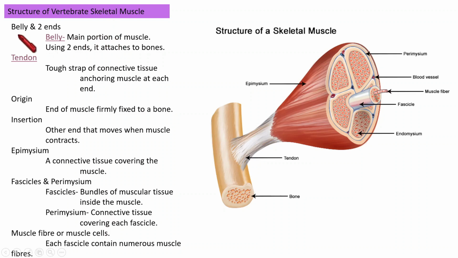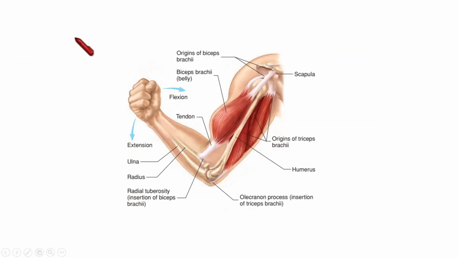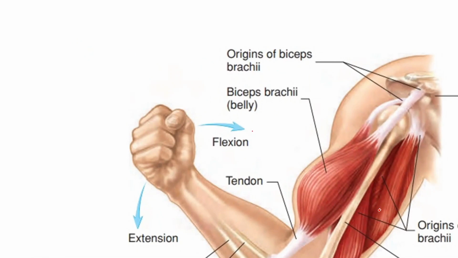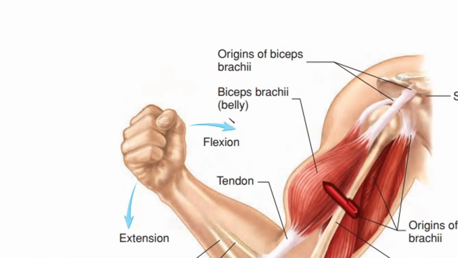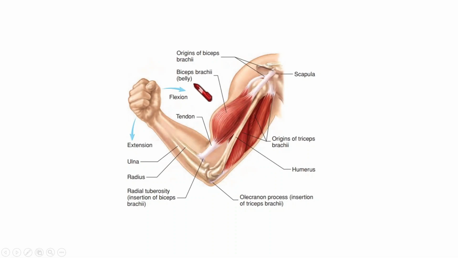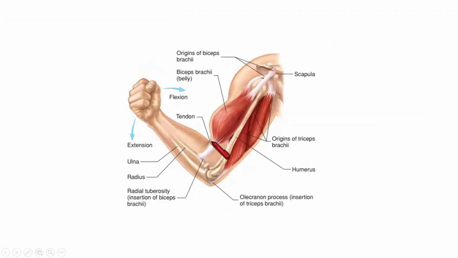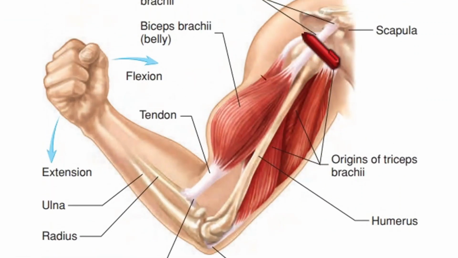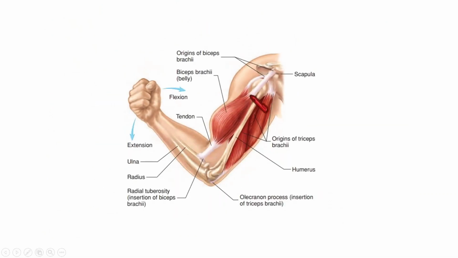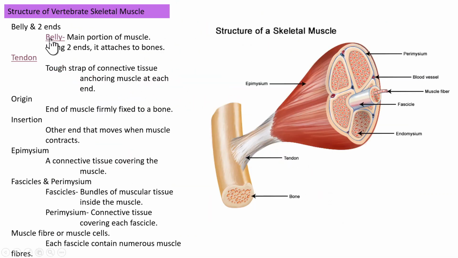First point is belly and two ends. Belly is the main portion of the muscle. In another picture, I will show you clearly. In this picture, clearly we can see that. In this muscle, the main portion of the muscle is called its belly. Next, two ends. For all muscle, it will possess two ends. In this picture, we can clearly see that one end and the other end. That is the first point.